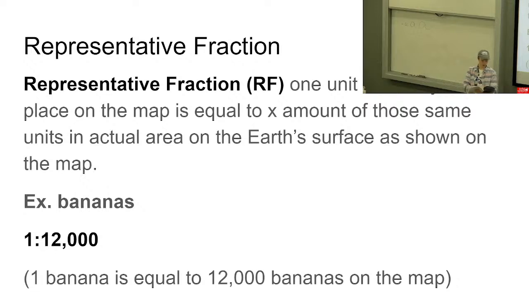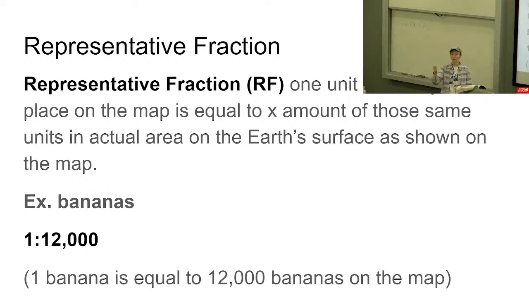So let's talk about RF, representative fraction. We jumped around a little bit, but we're back on page 4. Not quite sure where the slides are at over there. But representative fraction means 1 unit of an object placed on the map is equal to X amount of those same units in actual space on the Earth's surface as shown on the map. So again, we're talking about scale here, but we're talking about what 1 unit equals. For example, you could say 1 banana in real life equals 1 banana on the map. So one banana is equal to 12,000 bananas on those maps.